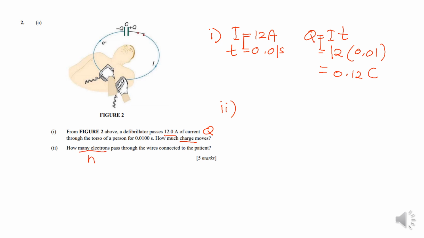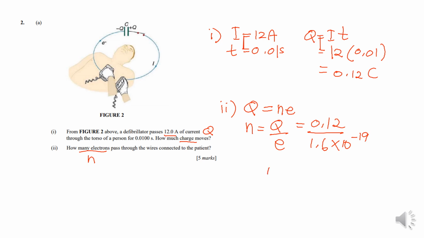Number 2. How many electron pass through the wire connected to the patient? So ini adalah N. So kita tahu Q is equal to N E. So N equal to Q over E. So Q kita tadi adalah 0.12. Electron is 1.6 times 10 to the power of negative 19. So awak akan dapat N is equal to 7.5 times 10 to the power of 17 electron.